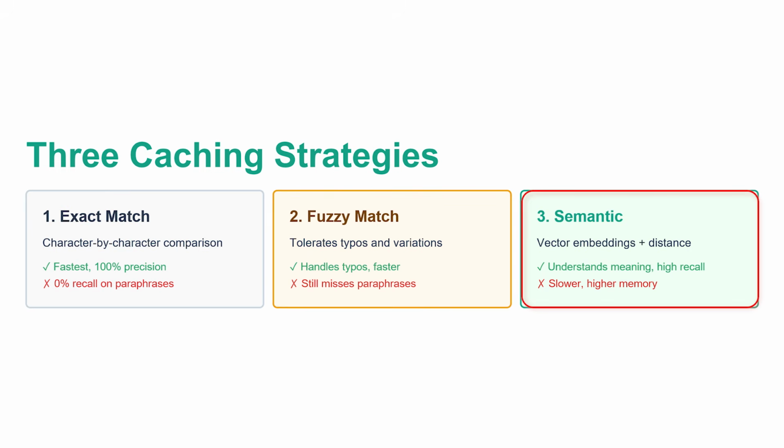Third, semantic caching. This is what we have been talking about. It actually understands meaning. The trade-off is it's slower because you need to compute embeddings, and it uses more memory, but that higher hit rate usually makes it totally worth it. In reality, most production systems actually layer this, like exact match first for instant hits on identical queries, then semantic caching for everything else. Best of both worlds.